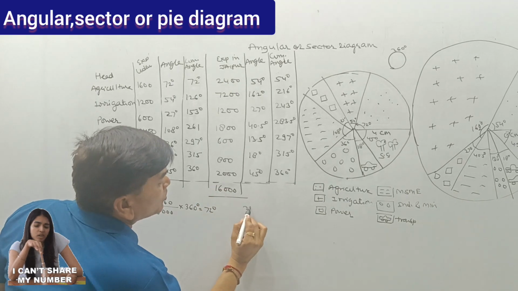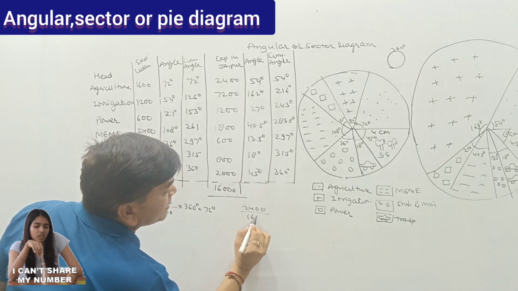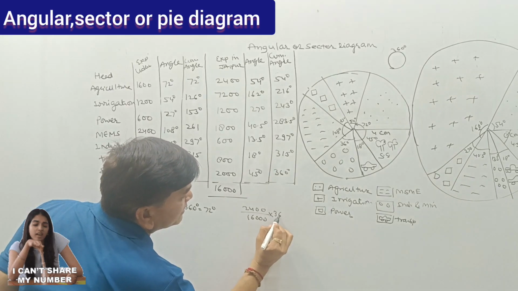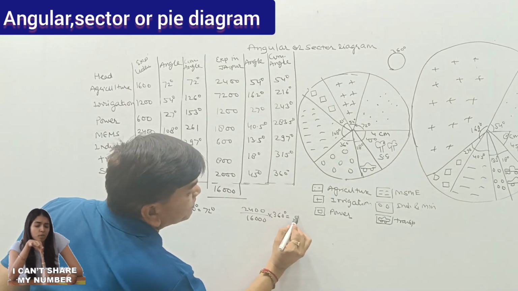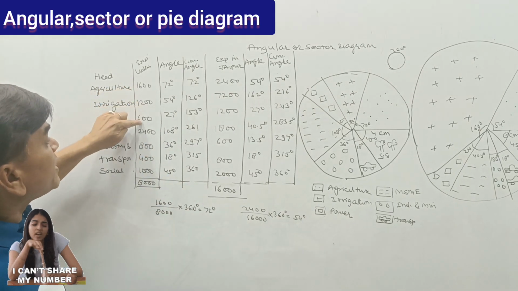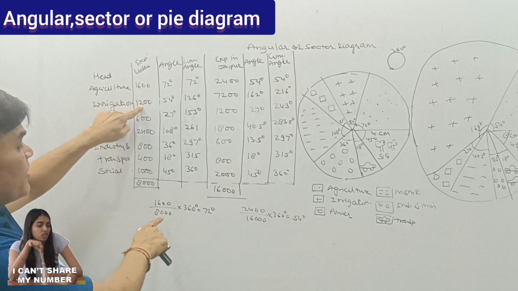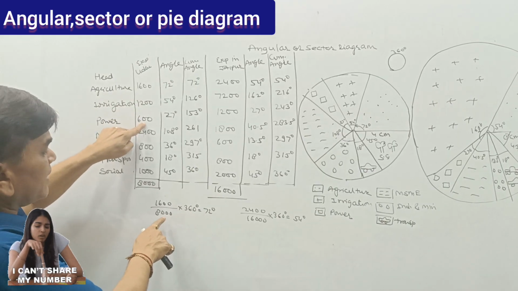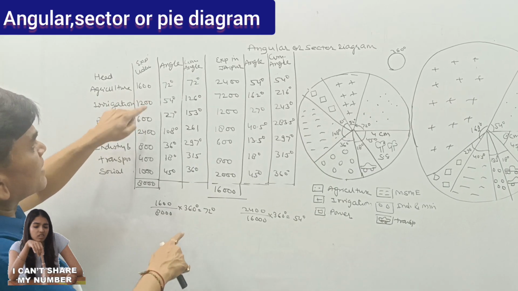Also 2400 by 16,000 multiplied by 360 degrees. So you will get 54 as the angle. So very first we will get the angle of each item. 1200 divided by 8000 multiplied by 360, 600 divided by 8000 multiplied by 360 degrees.